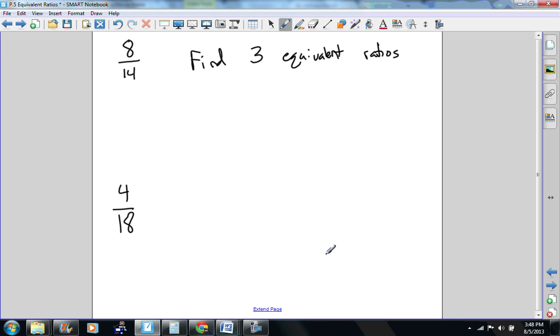Now I'd like you to find 3 equivalent ratios. So I'll do the top one and let you do the rest. Now we can simplify down, we can find common multiples. For this one though, I'm going to divide by 2 on the top and the bottom and get 4 over 7. So that's 1 equivalent ratio. I could multiply this times 3, which would give me 12 over 21. I could multiply that times 2, which would give me 24 over 42. And this literally could go on forever.